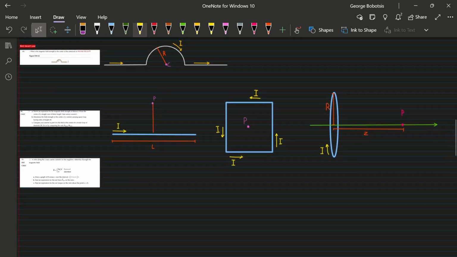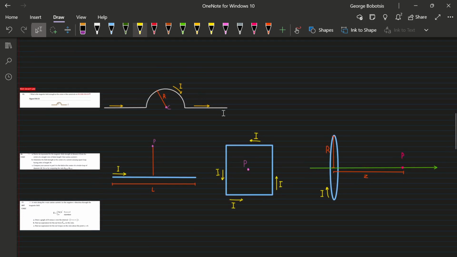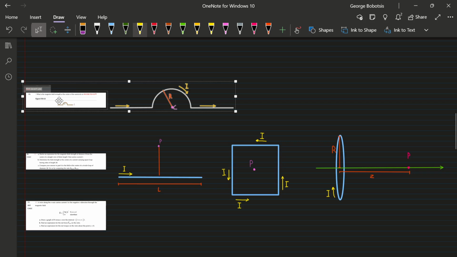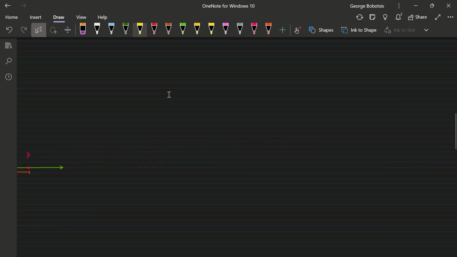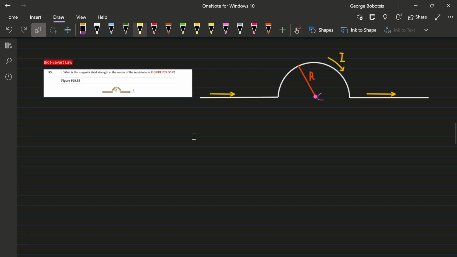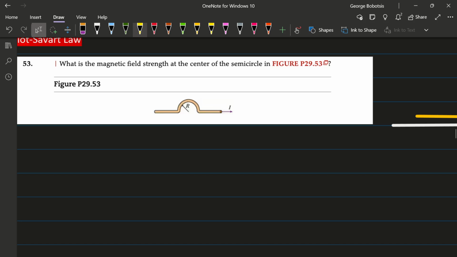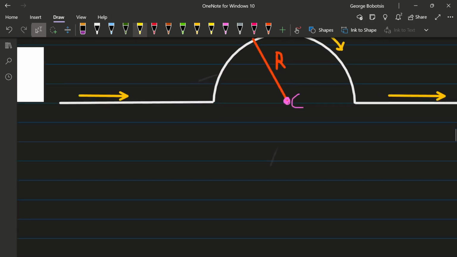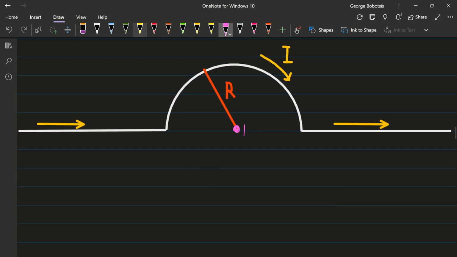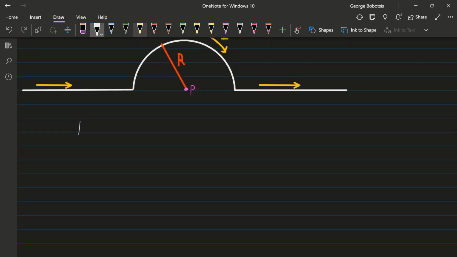What about Biot-Savart? Okay. I think the best one for the time being would be this one. So let's move it over here. What is the magnetic field strength at the center of the semicircle, it says here? Sure. You want the point to be right there in the middle. I'll bring in immediately the Biot-Savart law, which says dB is mu naught I over 4 pi dl crossed with r hat over r squared.